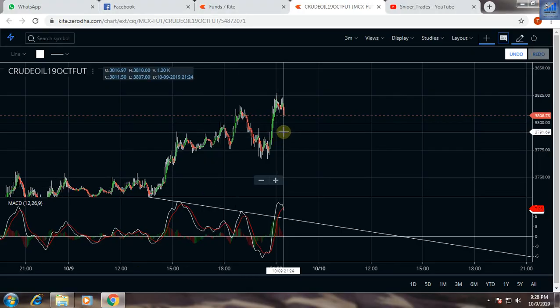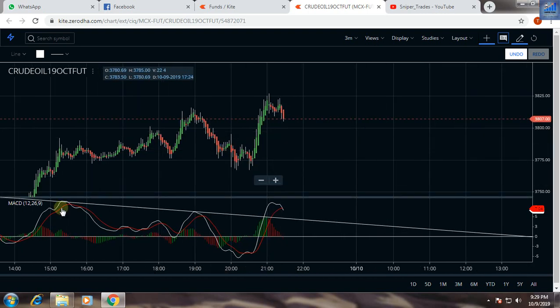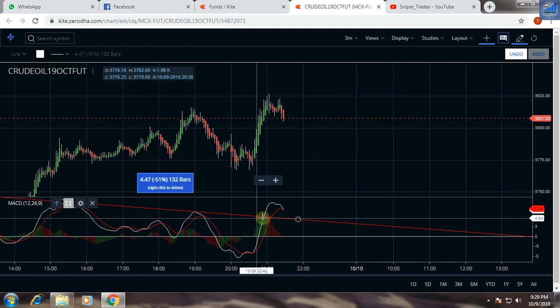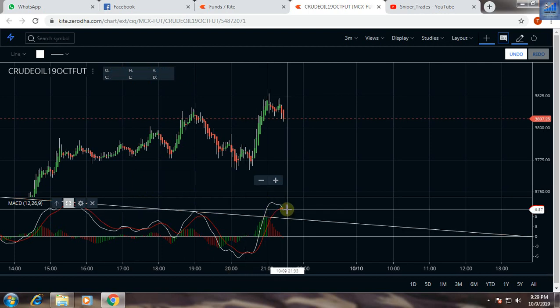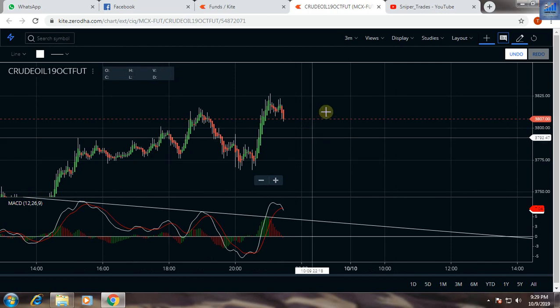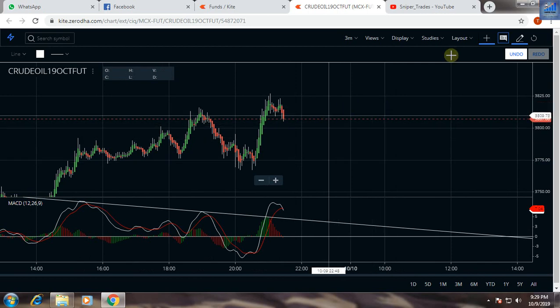Now I am going to show a live example of the violation of MACD's original path and then a crossover in a bearish direction. As we can see, the MACD line has crossed this trend line resistance and moved up. Then later, we can see the MACD line is crossing downwards the signal line. So we must consider a sell here, shorting here.